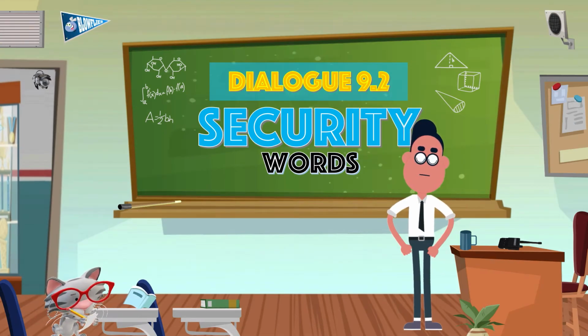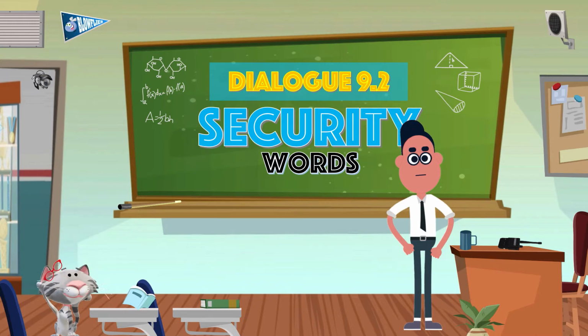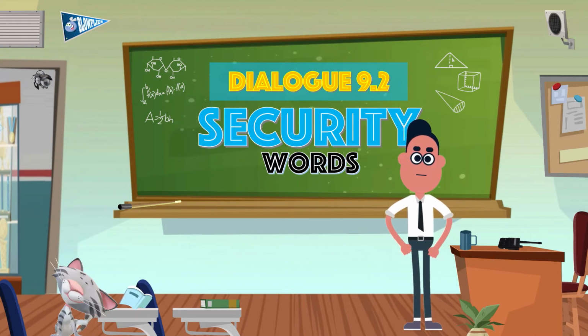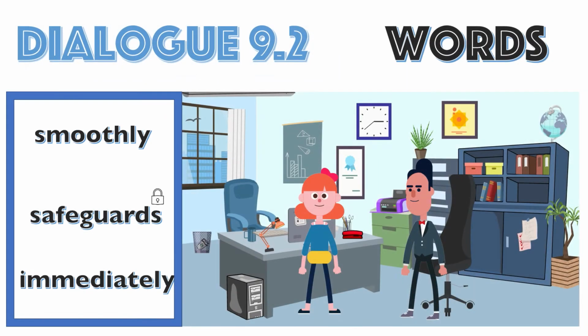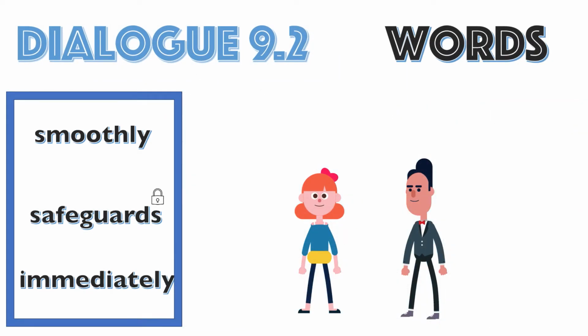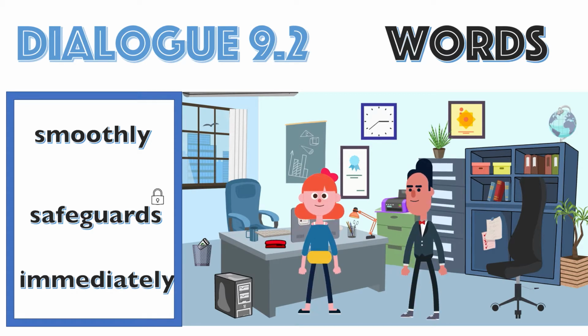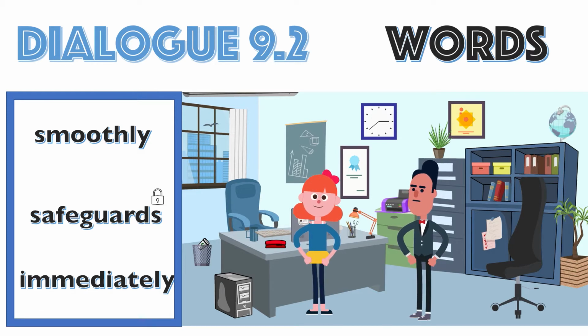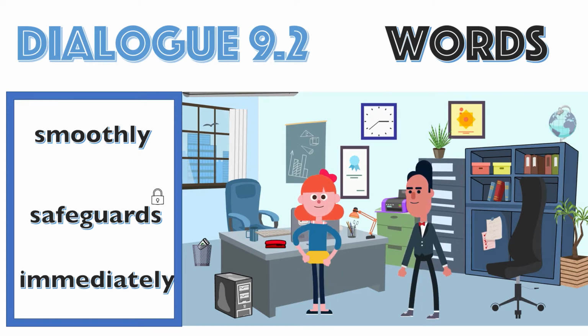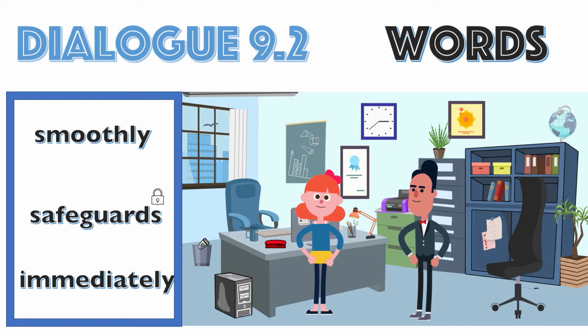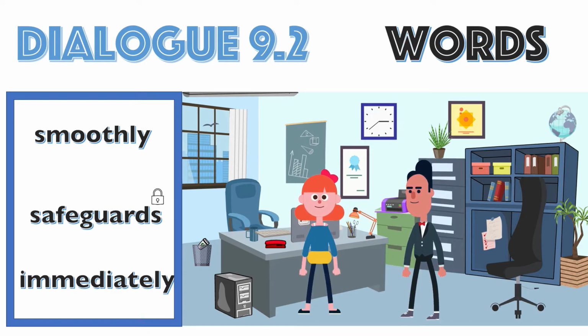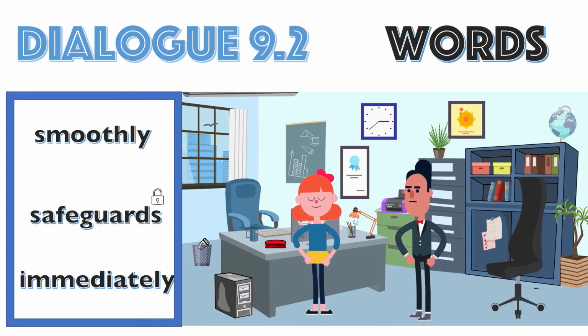Like we did in part 1, let's just look at 3 of the words that are in the box for dialogue 9.2. So our 3 words are smoothly, safeguards and immediately. So what is smoothly? Smoothly is when something goes without any problem, to go well. Safeguards are protective shields, putting the right security protocols in place. So safeguards are security protocols. And immediately means now, without delay.